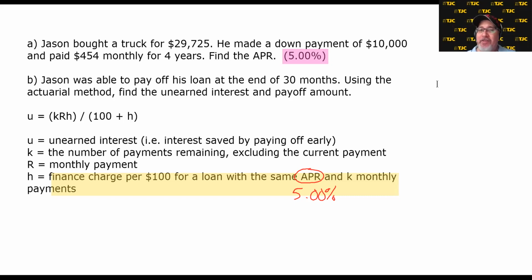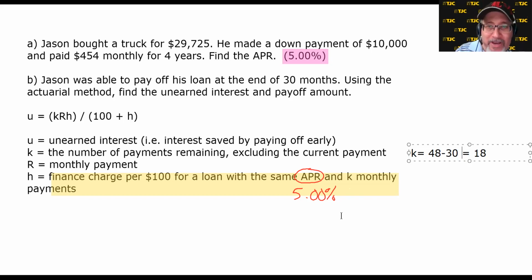We are at the 30th payment, so we are excluding that one. That means that K is equal to 48 payments minus 30 payments, which is 18 payments. Now you might be saying, but there are 19 payments remaining because we're at the 30th. We haven't made that one yet. And you would be correct, but K excludes that current payment. So excluding the current payment, we have 18 more after that.